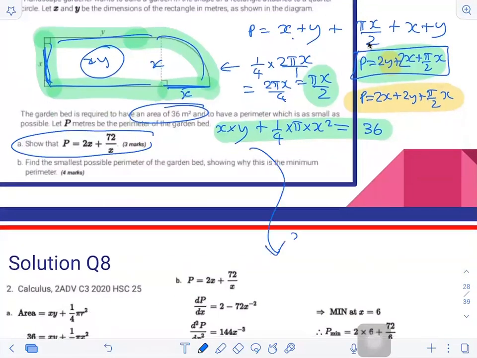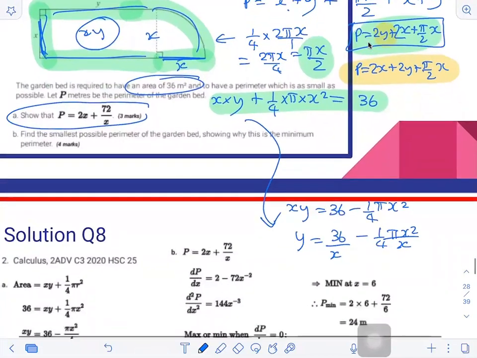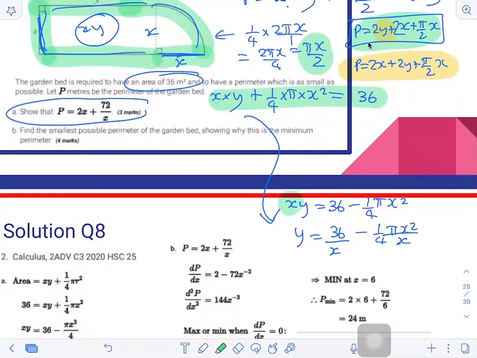Okay, so we go xy equals 36 minus 1/4 pi x squared. y is 36 on x minus 1/4 pi on x squared on x. So I'm just dividing everything by the x. So y is 36 on x minus pi x on 4. So there you go. That's y in terms of x.